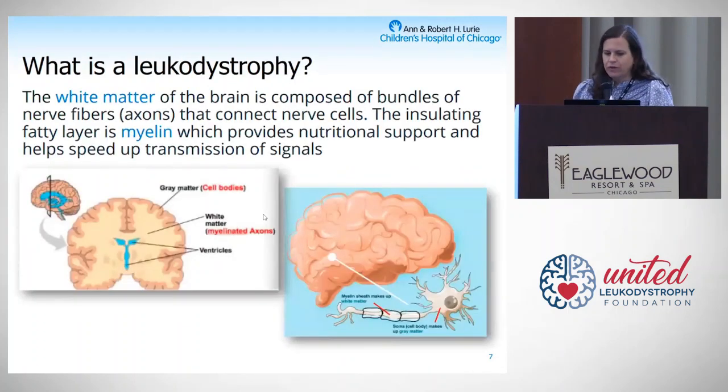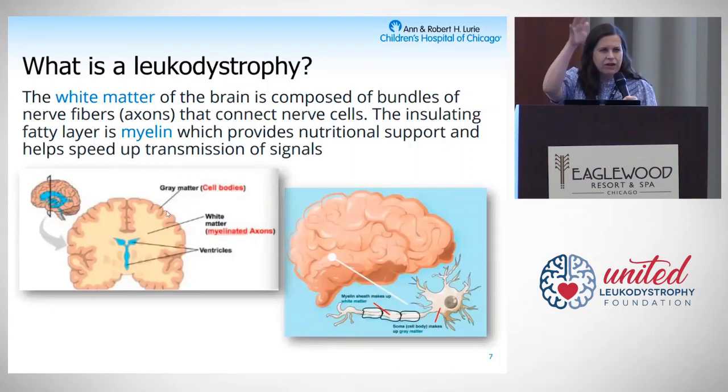So the white matter of the brain, let's see. Oh, you can see my pointer. Perfect. So the brain consists of gray matter that's on the outside, and then inside is the white matter. And it's white because it's myelinated. And then these are the ventricles or the fluid-filled spaces. So the myelin sheath makes up this white matter.